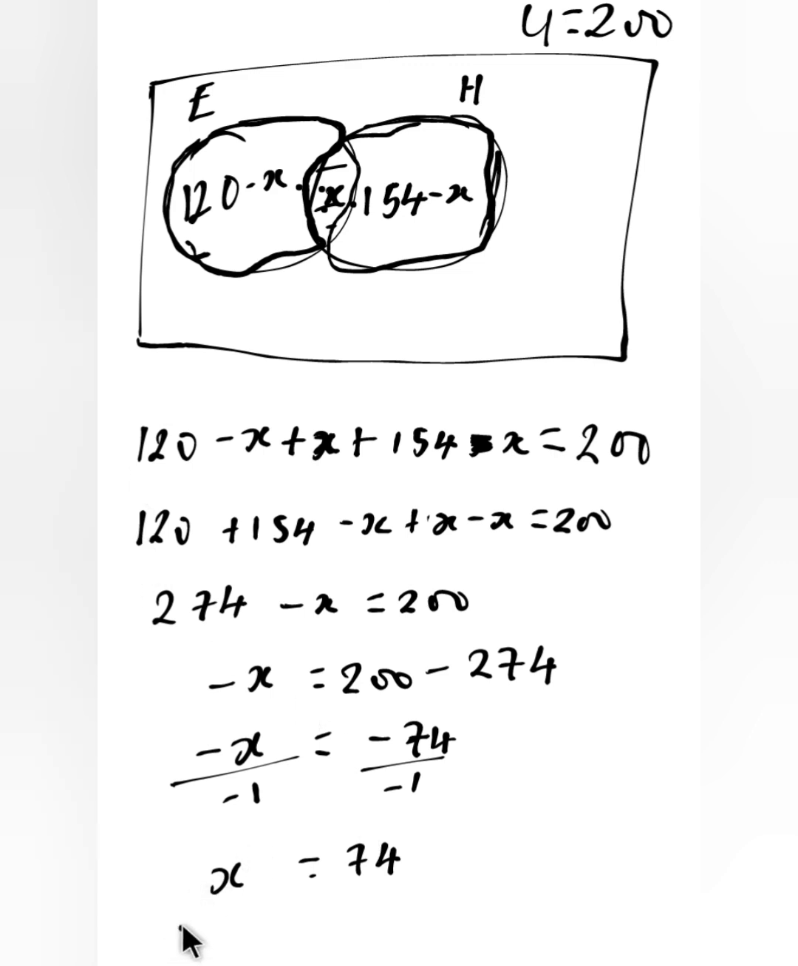Hence, economics intersect history is equal to 74. And that is the answer. So with the help of the Venn diagram, we were able to get our answer.